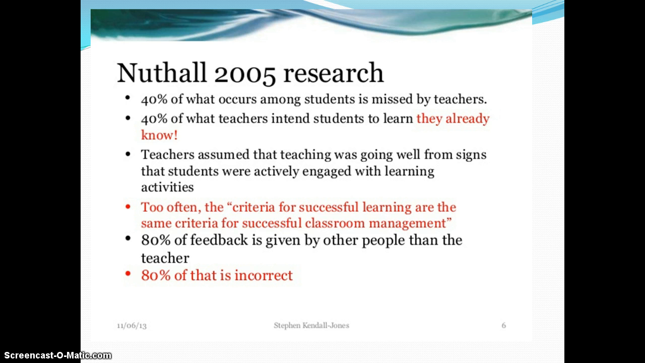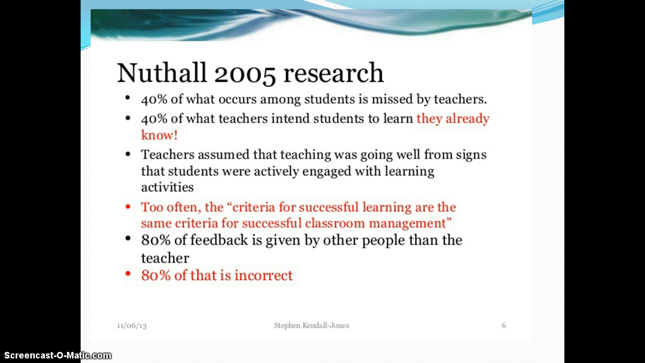A significant amount of research has gone into this particular topic. And what was found in 2005 is that 40% of what occurs among students is actually missed by teachers. And 40% of what teachers intend for students to learn, they already know. Teachers assume that teaching is going well because there are certain signs of successful classroom management that we misinterpret as successful learning. A student who is quiet, who takes notes, who completes a handout is seen to be successful when actually that student is just being compliant.